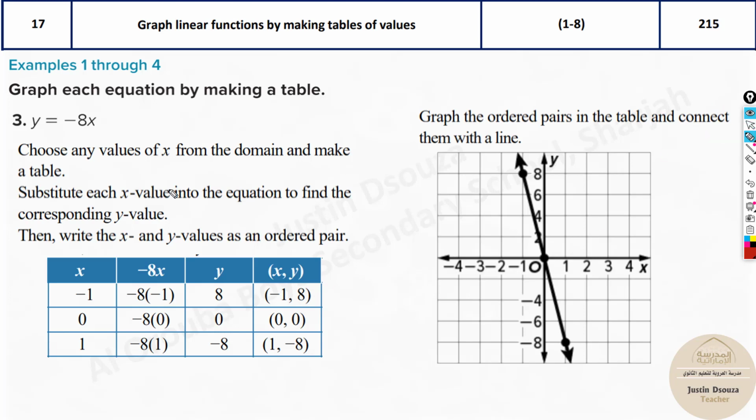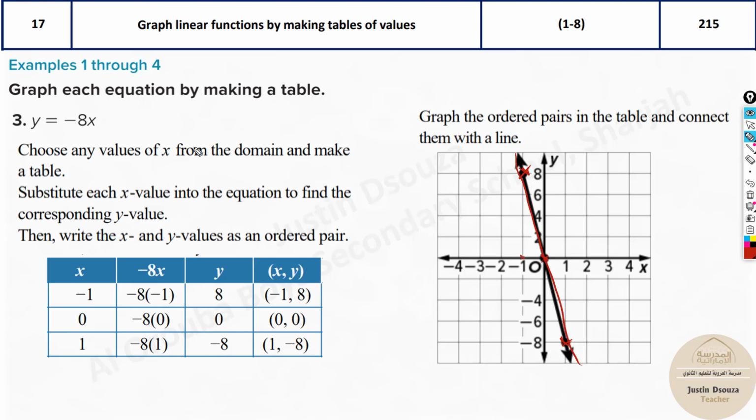Now, how do we graph? At x of minus 1, this point, what is the y value? It's 8. So this is the point. What is it when x is 0? It's 0. When x is 1, it's negative 8. And then just join this up.